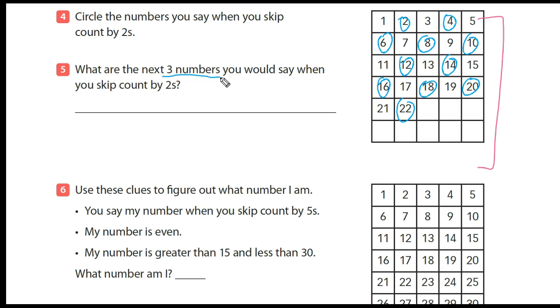So what are the next 3 numbers that I would say by skipping by twos after 22? 22, 24, 26, 28. That's what I needed. Now, if you weren't sure, could I just complete the chart? Well, after 22, I get 23, then 24, 25, 26, 27, and 28. And then it said the next 3 numbers, right? So after 22 would be 24, 26, and 28. That's the only thing I needed to write down.